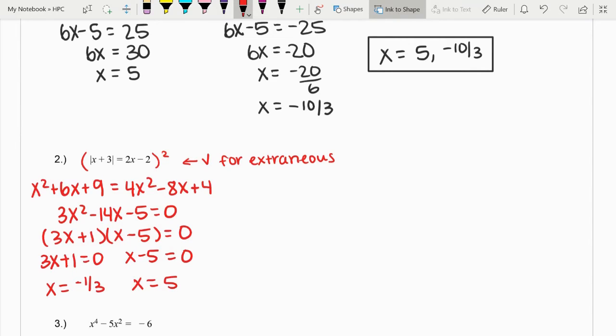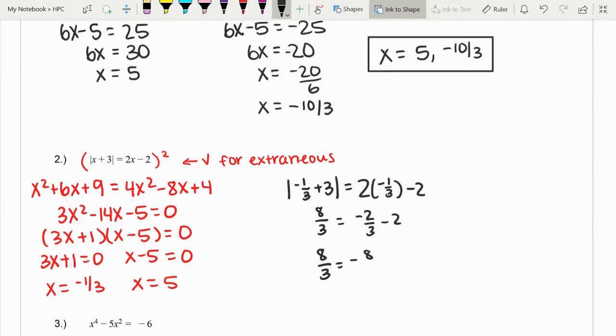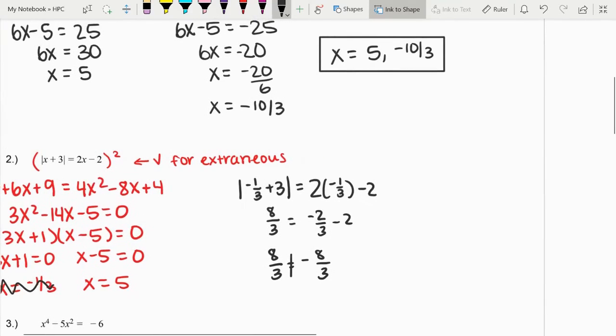So we do have to then go back and check for our extraneous solutions. To check for our extraneous solutions, we're just going to substitute our solutions back into the original equation. So I have negative 1/3 plus 3 is equal to 2 times negative 1/3 minus 2. On the left-hand side, I'm going to get 8 over 3 is equal to negative 2/3 minus 2. So I have 8 over 3 is equal to negative 8 over 3. The right-hand side does not equal the left-hand side, so I can actually cross out x equals negative 1/3 because that solution was extraneous.